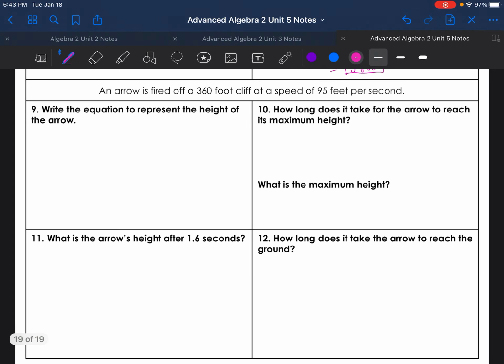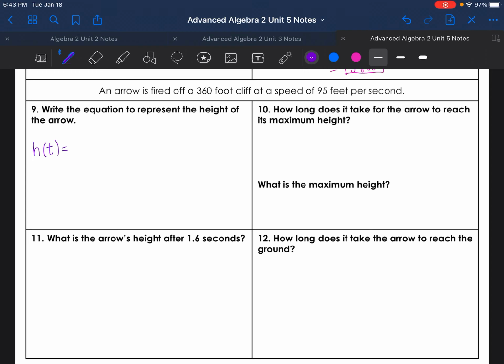Now this last example, I would like you to pause the video and try it yourself. You probably will want to refer back to your notes, but just see if you can figure these out. An arrow is fired off a 360-foot cliff at a speed of 95 feet per second. Number 9 says to write the equation.